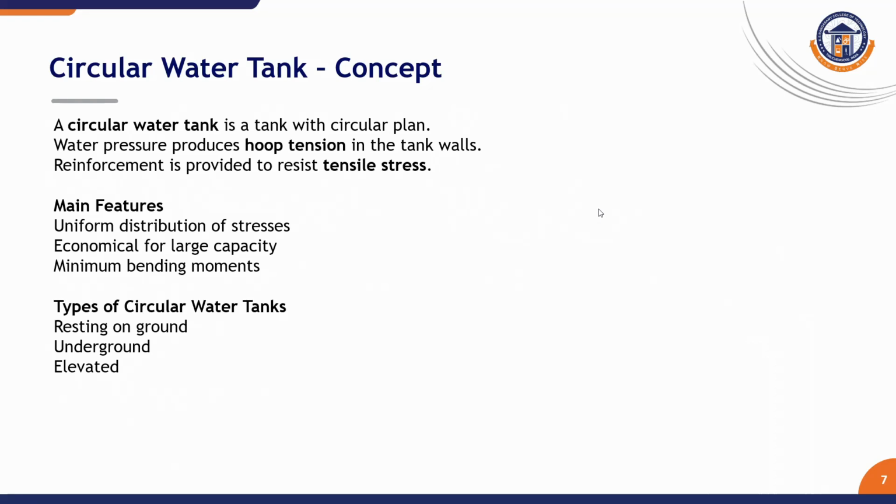A circular water tank has a circular plan and is subjected to hoop tension due to water pressure. Reinforcement is provided primarily to resist the tensile stress. Some main features are uniform stress distribution, economical for larger capacity, and minimum bending moment. The types include resting on ground, underground, and elevated tanks.